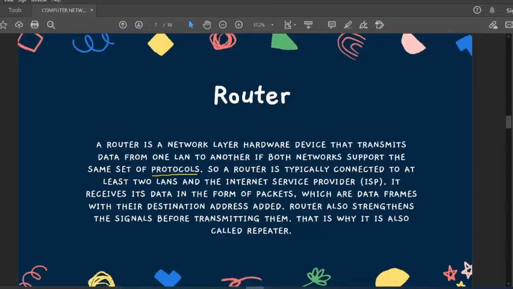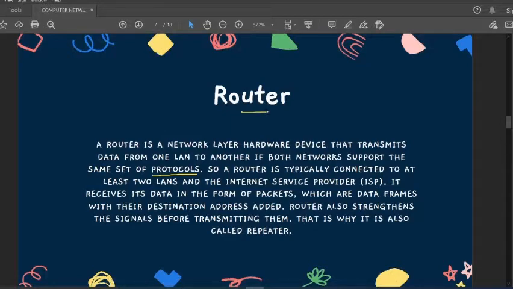That means any two devices that follow these protocols. You can check out what a protocol is; I will make a specific video on this. You can see that HTTP or TCP/IP are all protocols: Transmission Control Protocol, Internet Protocol, and then HTTP. These are the set of protocols. If any two devices have the same set of protocols, then only the router can connect them.